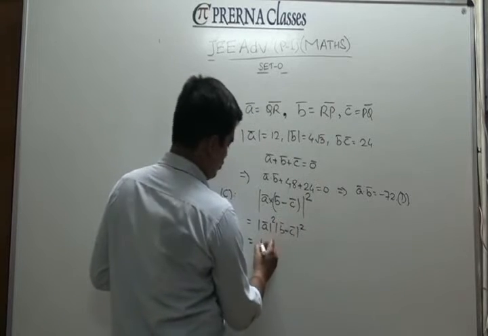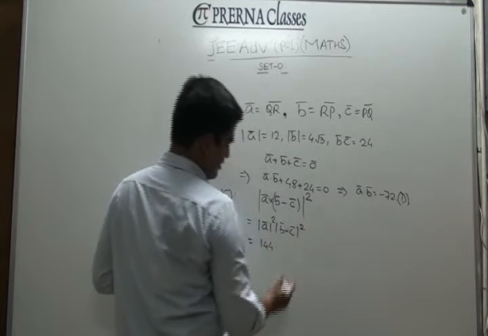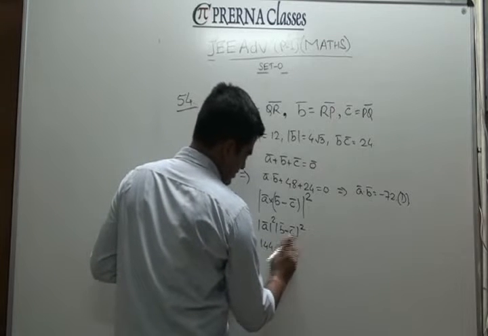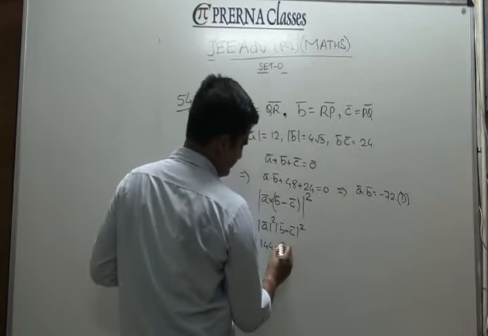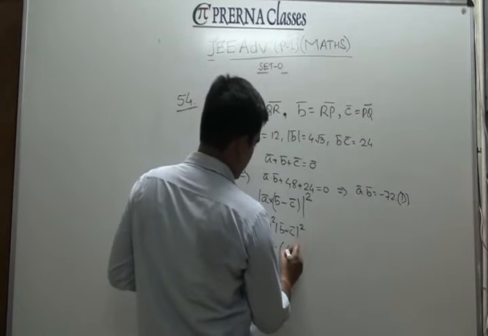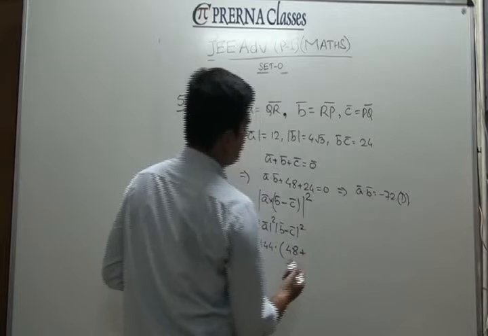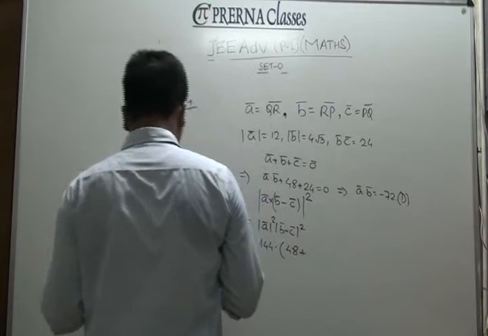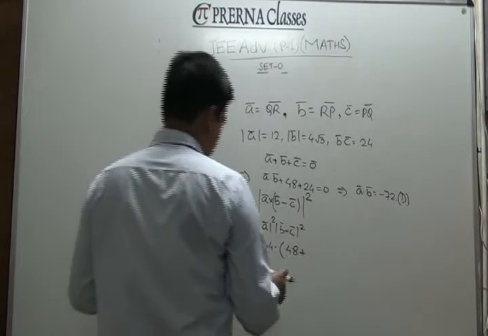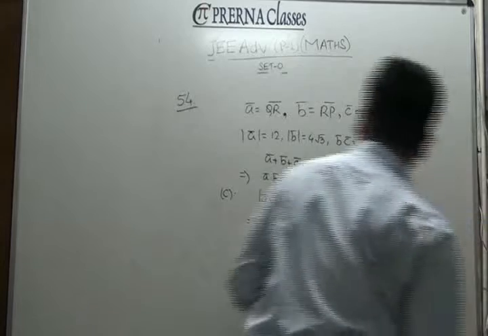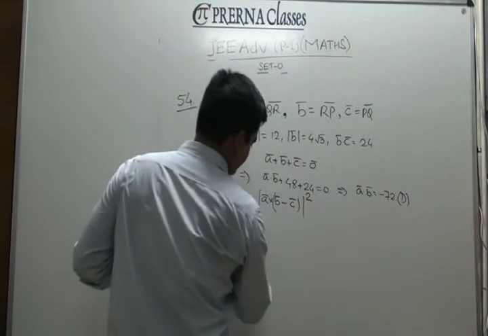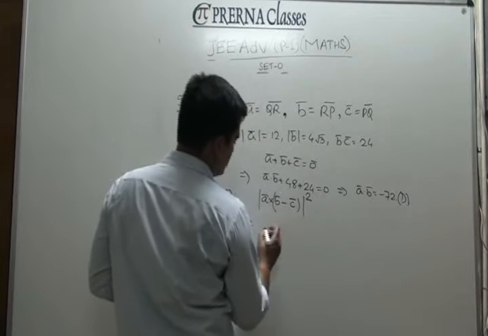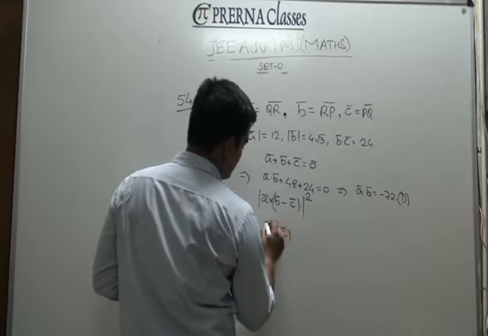Mod of A is known to you, that value is known. As far as this expression is concerned, you can clearly say that this is equivalent to mod of B square, which is this much. Mod of C square is something which you have to figure out, which I can find out in this way: this expression A, if you check, is nothing else but negative of B plus C.